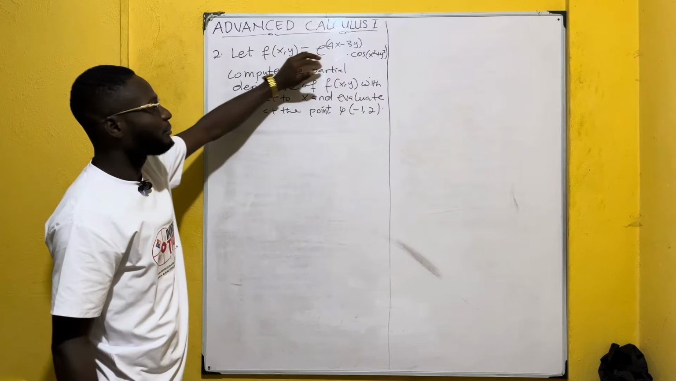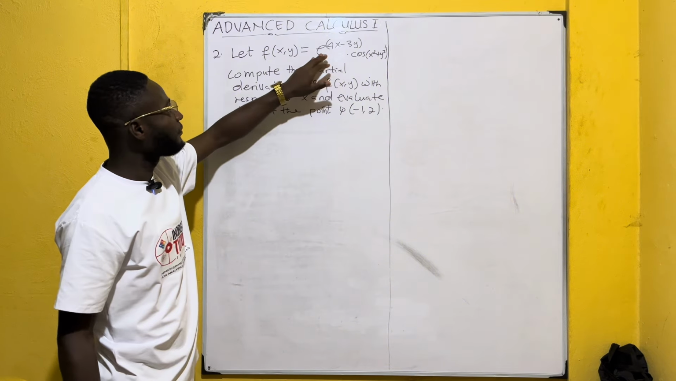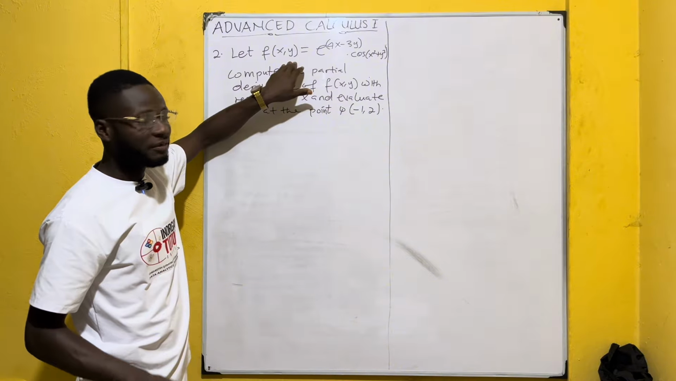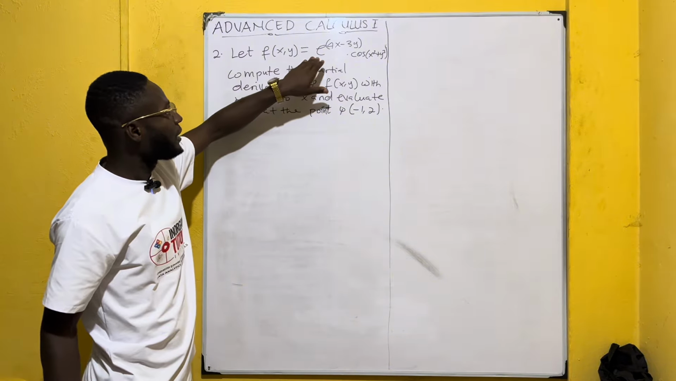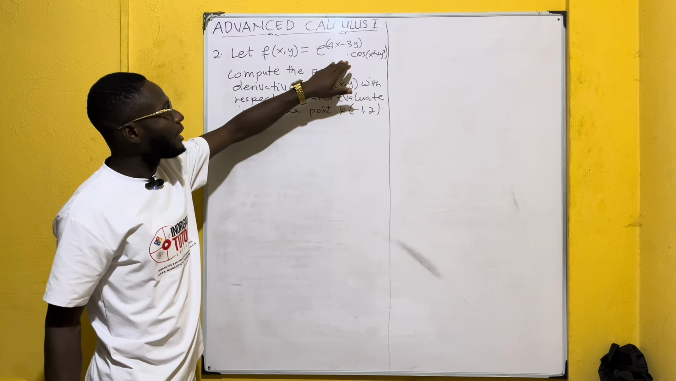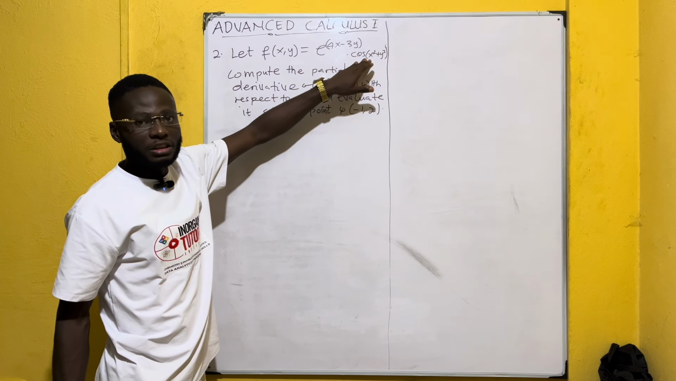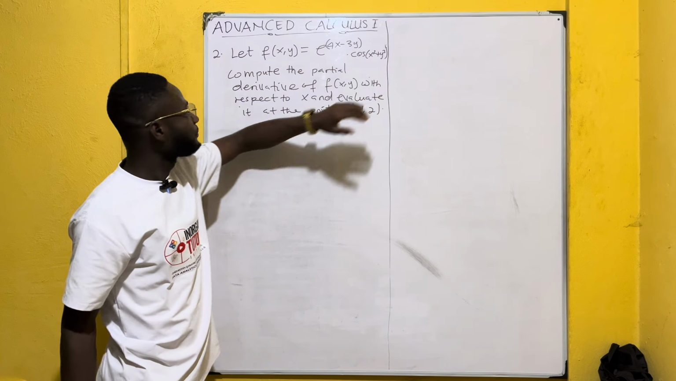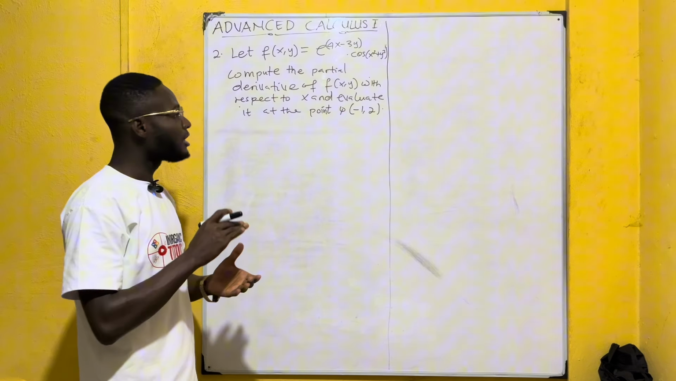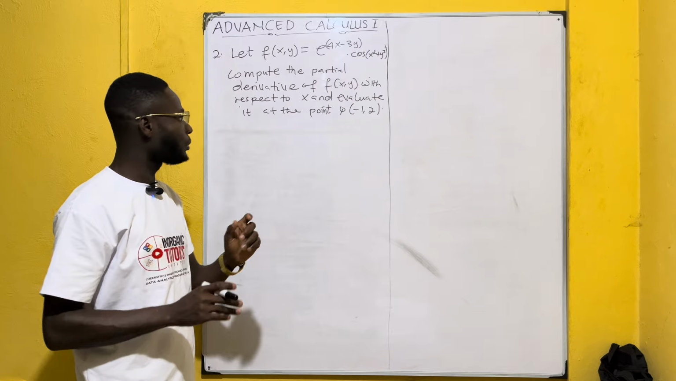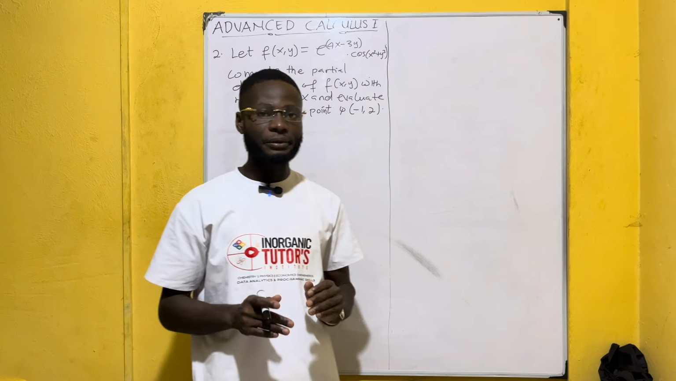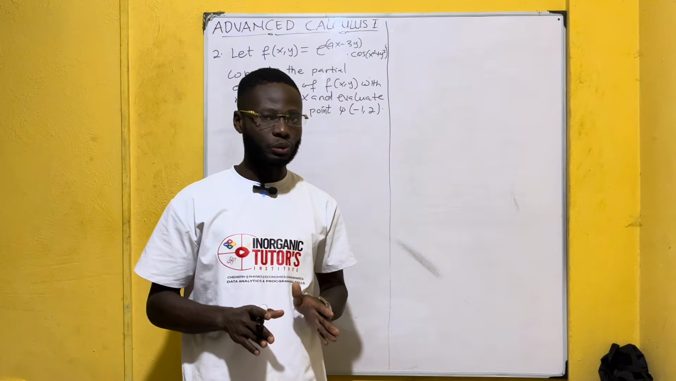We have been given this particular function, f of x and y, two variables, multiple variables. So the function is e to the power 4x minus 3y times cos of x squared plus y cubed. Now, they want us to compute the partial derivative of the function with respect to x and then evaluate it at the point Q of -1 and 2.